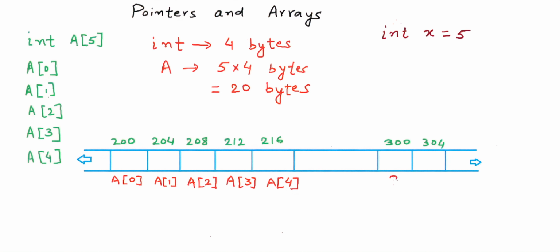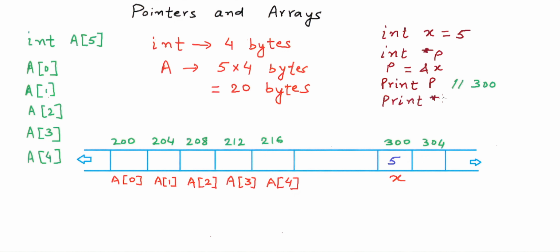And let's say x is located at address 300. Now let's say I have a pointer to integer p, and in p I store the address of x. If we print p, then the value in p would be 300, so this statement will print 300. And if we dereference p and try to print the value stored in this location p, then the value would be 5.